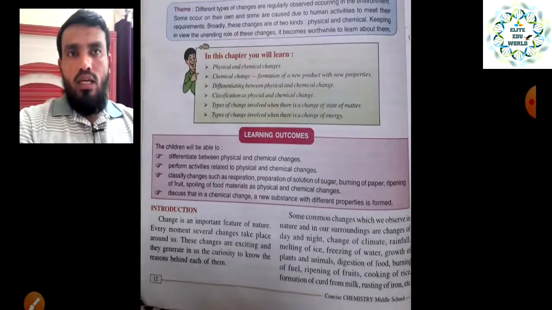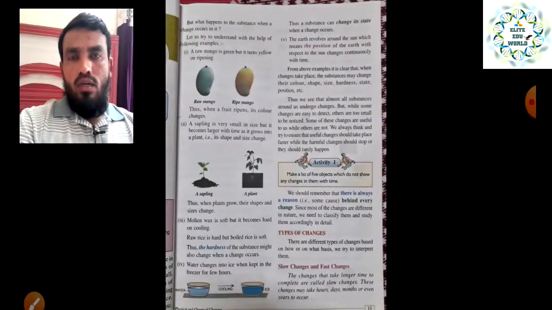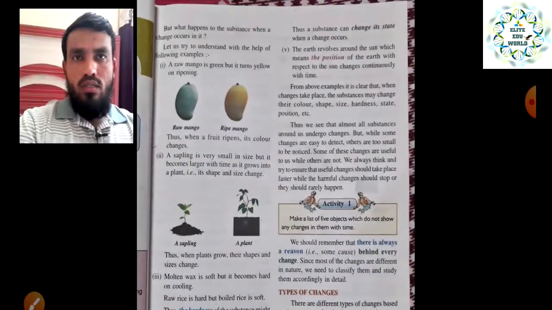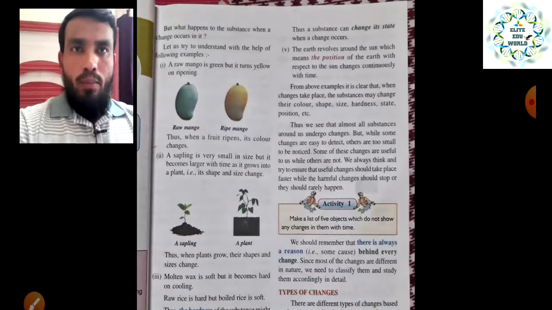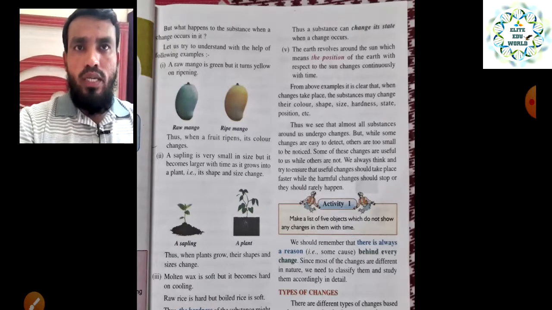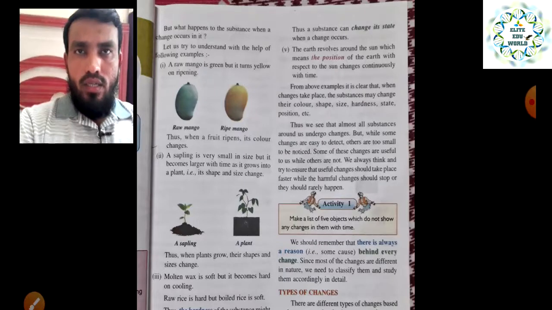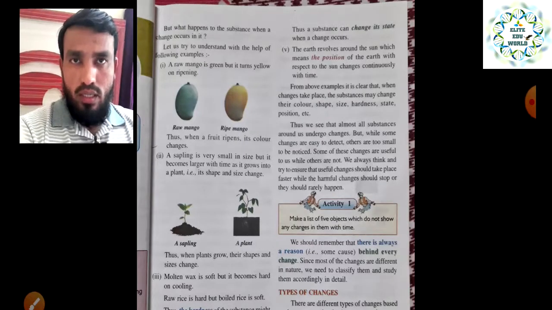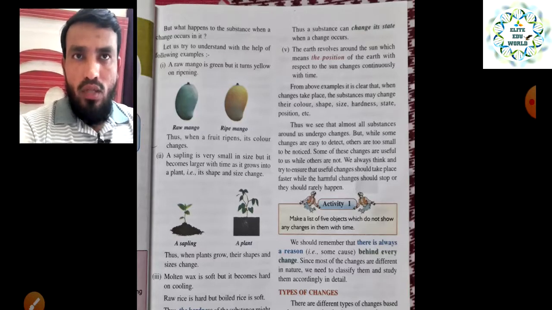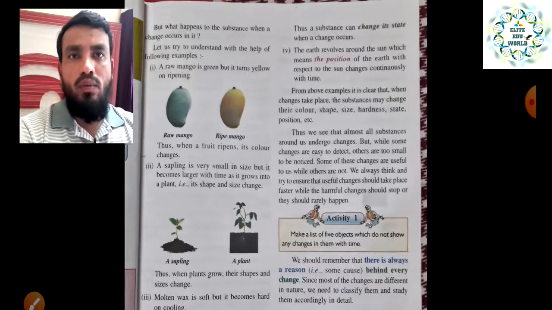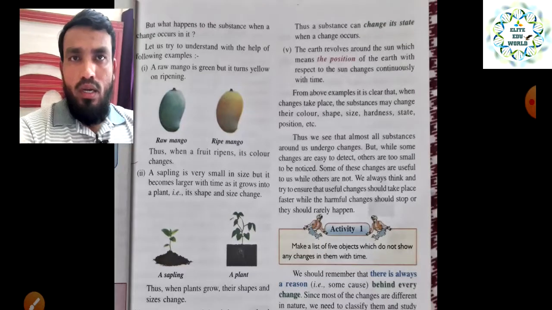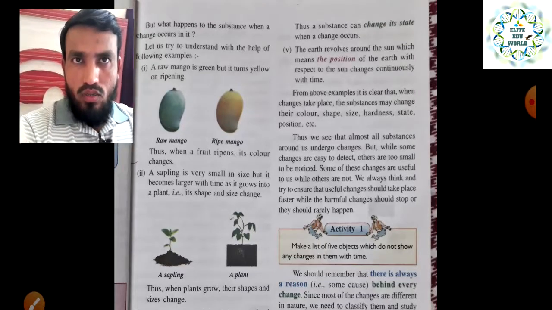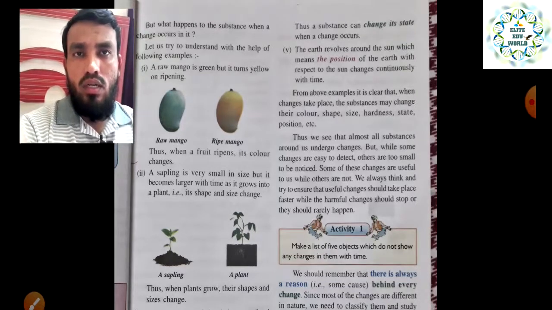There are many things we will study in this chapter, and that is why we start with changes. But what happens to substances when a change occurs in them? When changes happen in some substances, what is actually happening inside? Let us try to understand with the help of the following examples, to better understand what kind of change is taking place. First, let us understand this example.